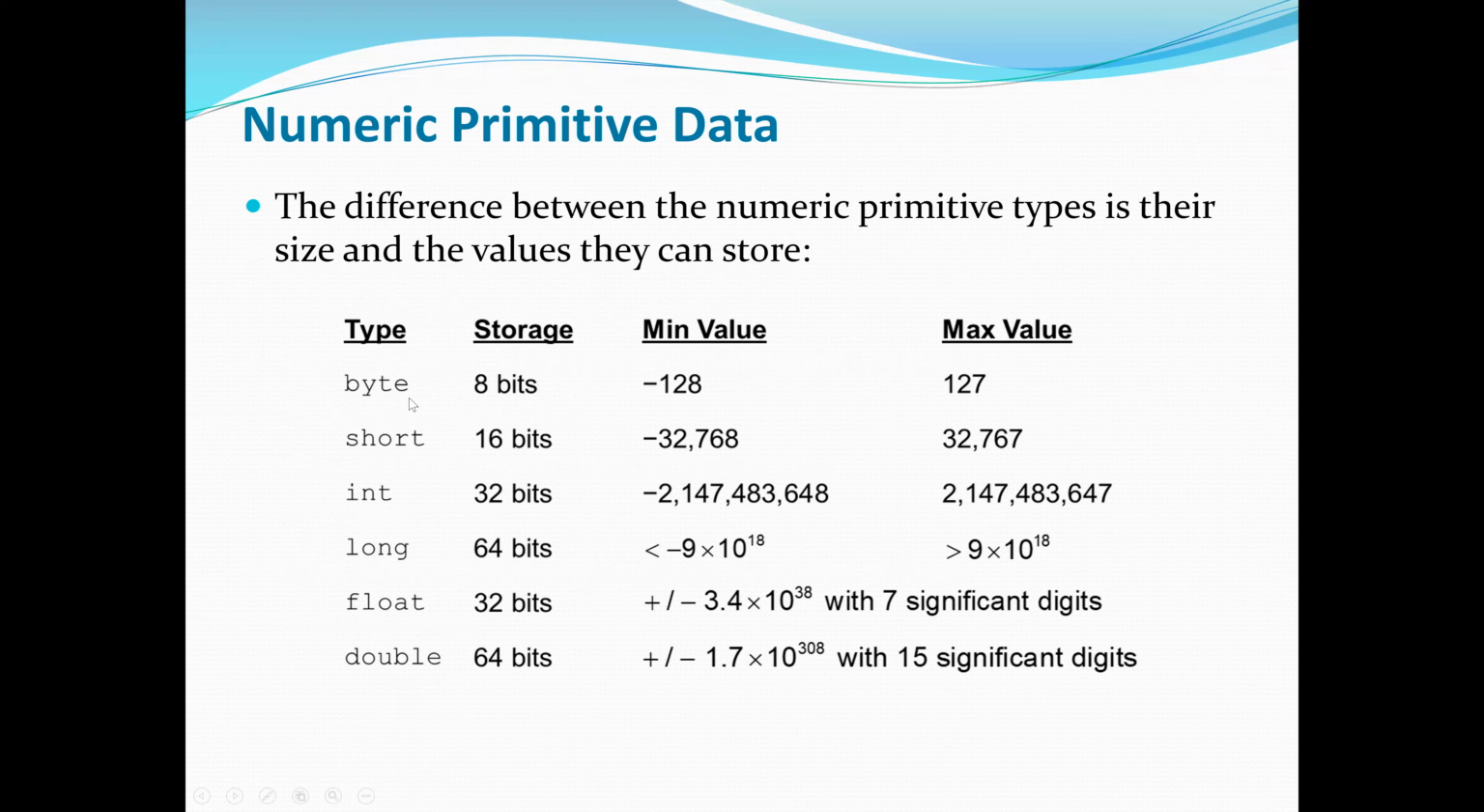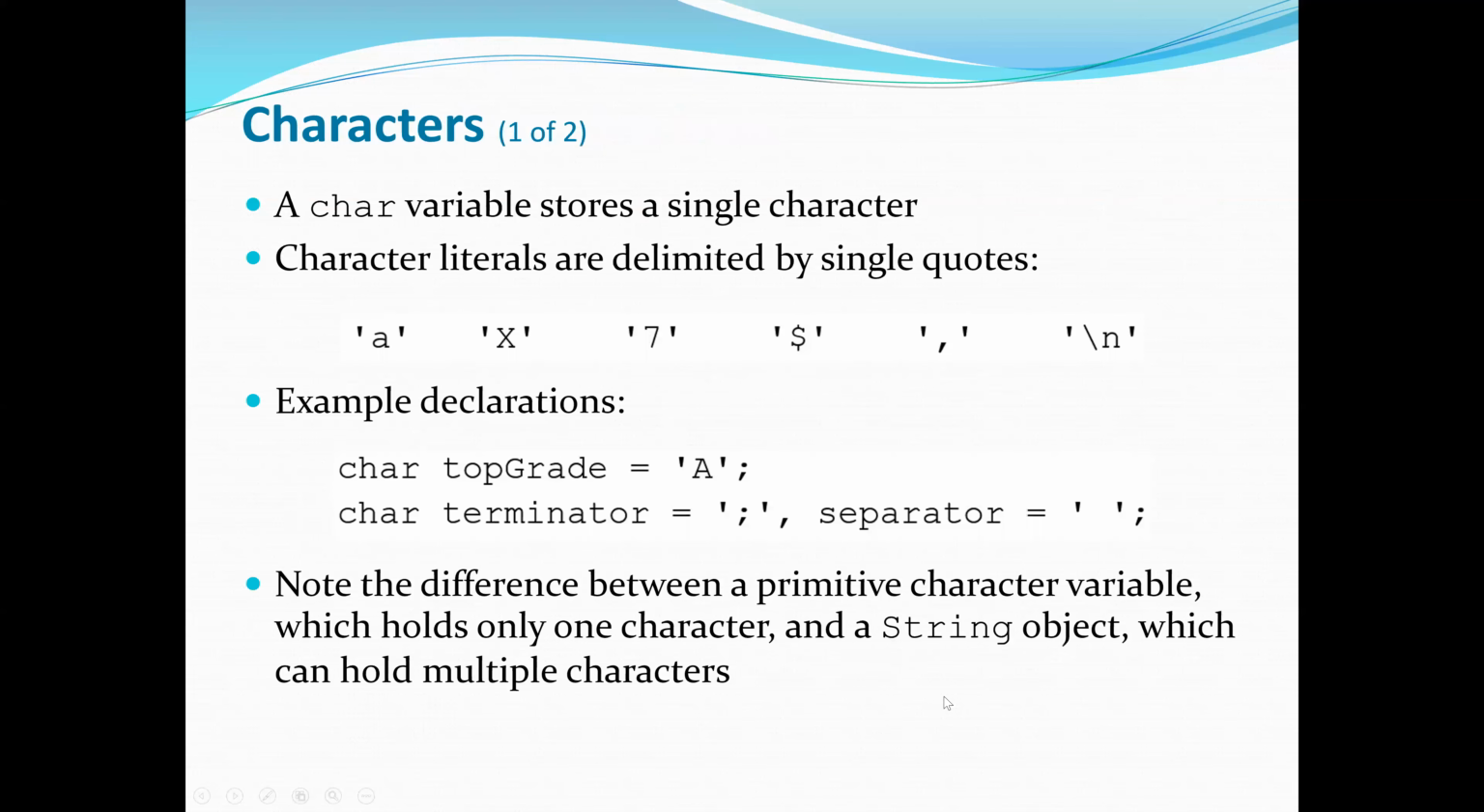So these are the sizes. A byte is 8-bit, short is 16-bit. So we can see the number range: int is 32, long is 64, so it's getting bigger. Float is 32-bit and double is 64 bits. Now it depends on the significant digits, which is the number of decimal places. With float, I can get up to 7. With double, we can get up to 15 significant digits.